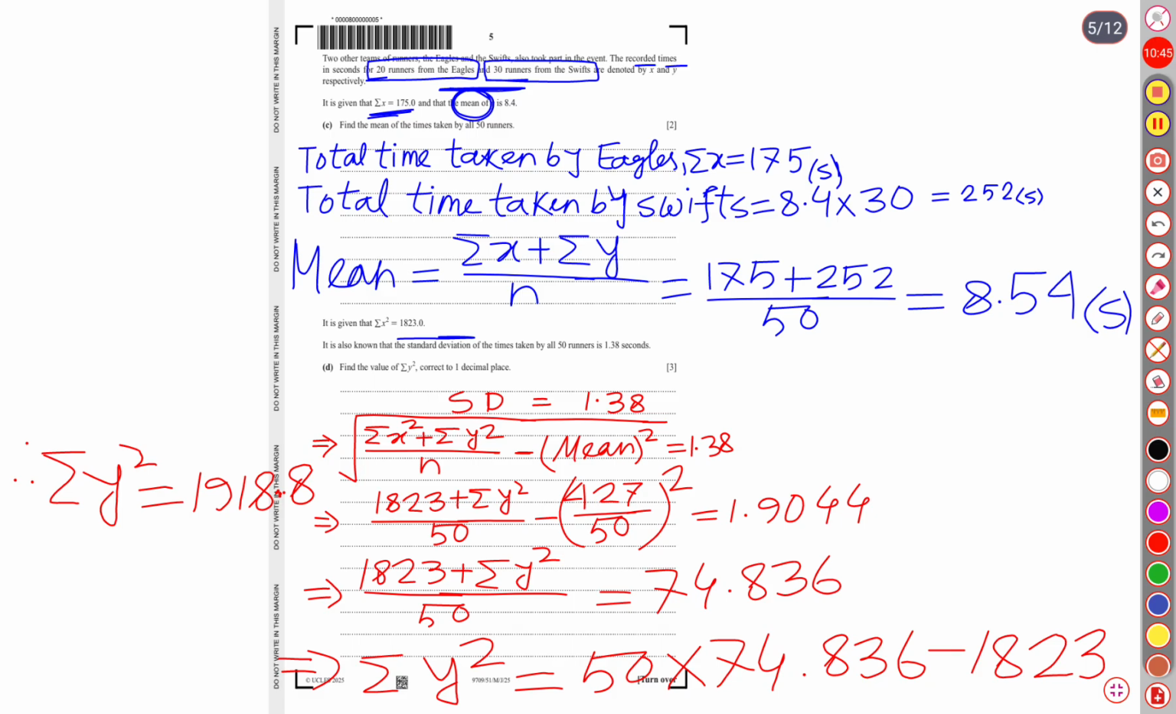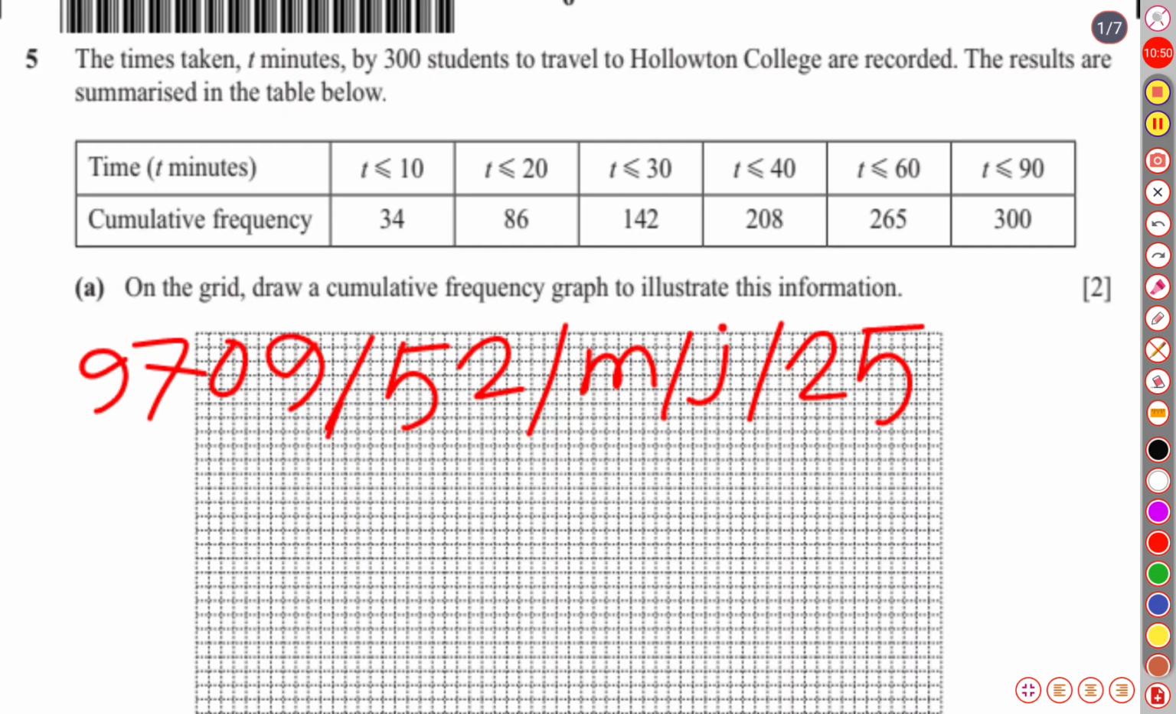Let's see the next question. The next question has been selected from paper 9709/52 for the session May June 25, and we are solving question number 5 under the same topic. The times taken T minutes by 300 students to travel to Hollowtown College are recorded. The results are summarized in the table below. Less than 10 seconds, 10 less than 20 seconds, 30 seconds, and cumulative frequencies have been given.